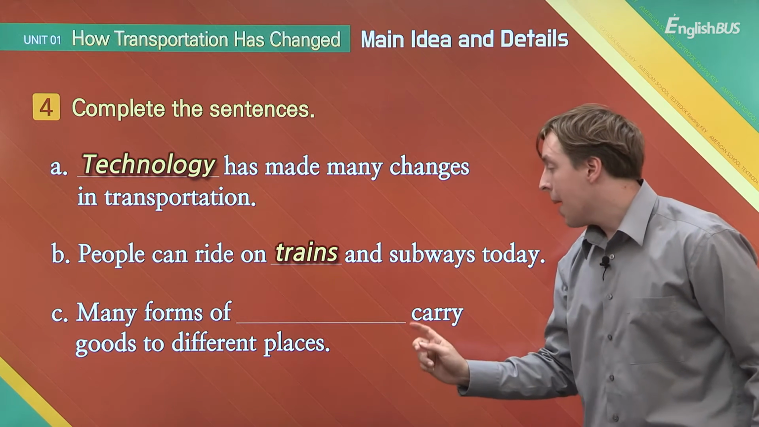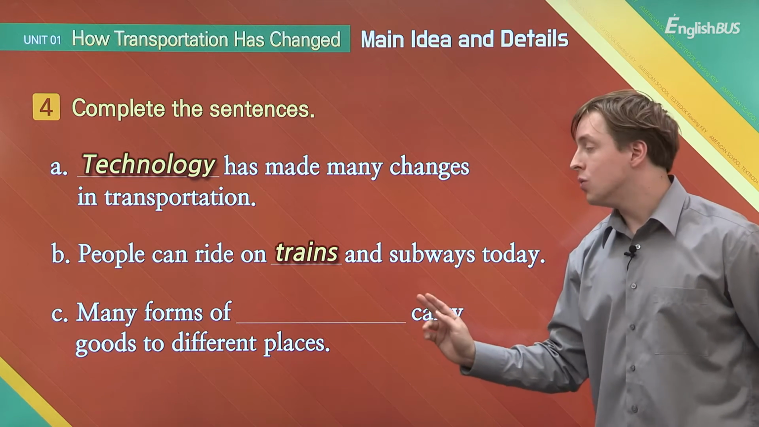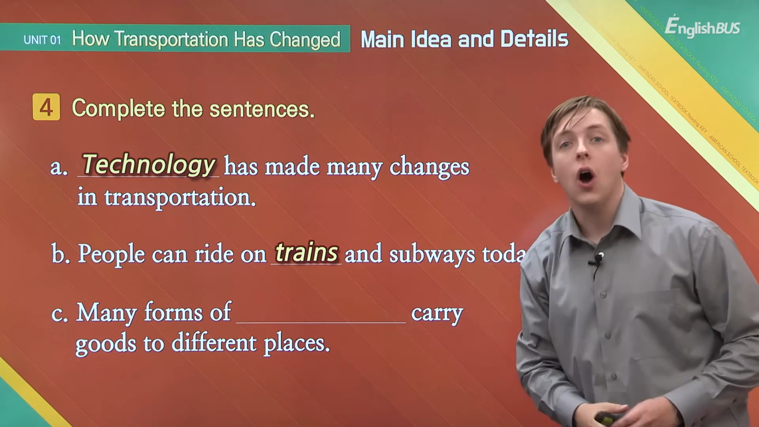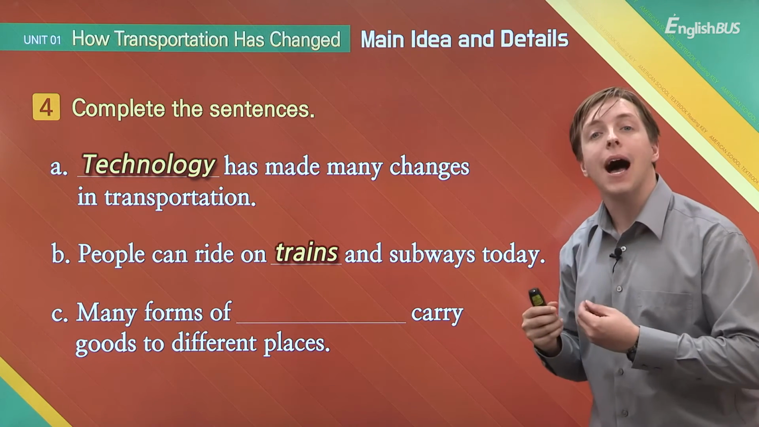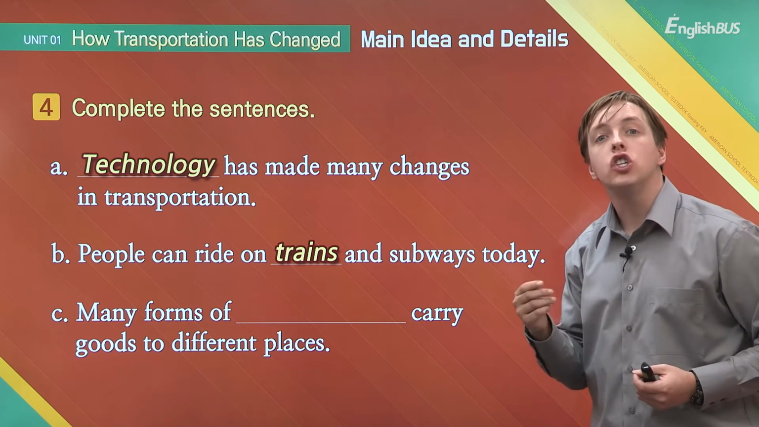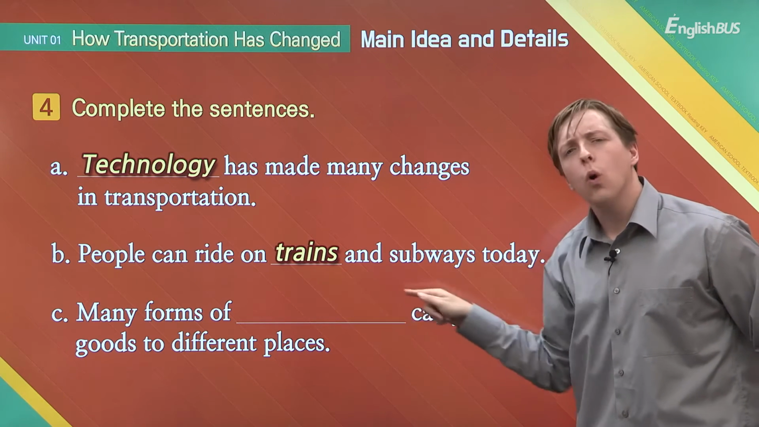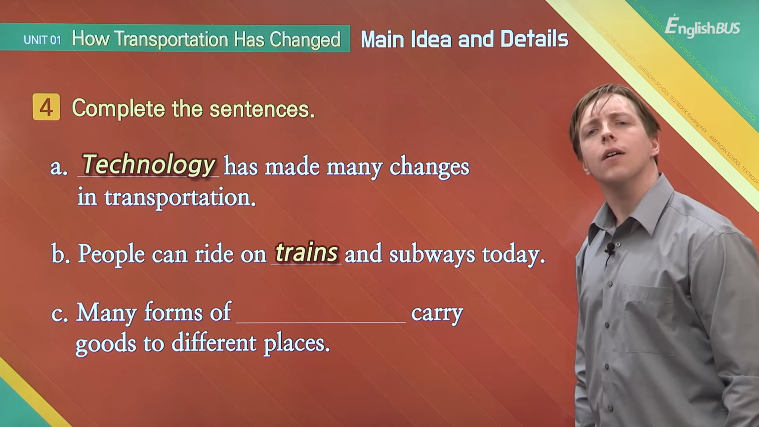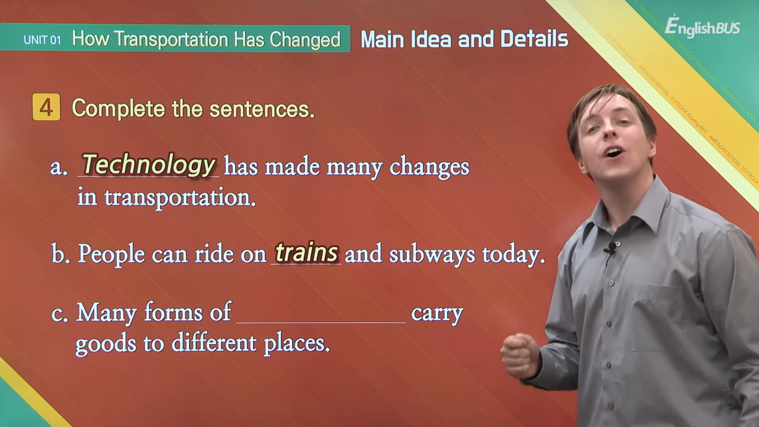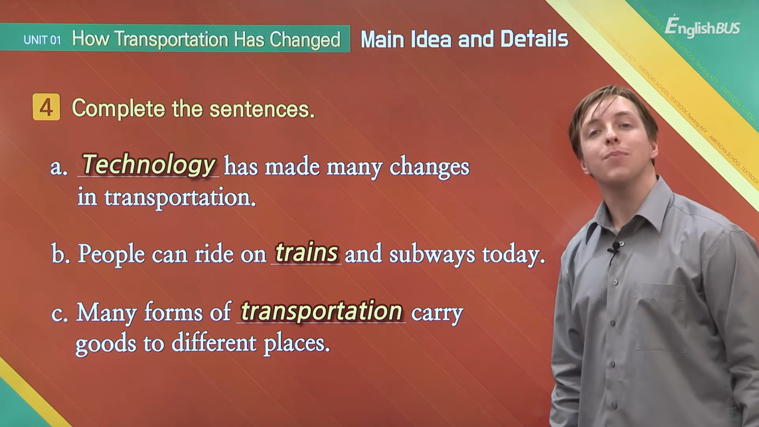And C, many forms of carry goods to different places. Remember that goods are anything that we can buy or sell. So things like trucks and ships, airplanes, they can carry goods. What word should we write in here? Nice job. Many forms of transportation carry goods to different places.